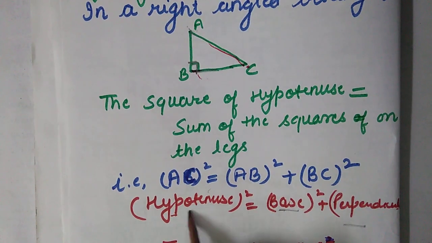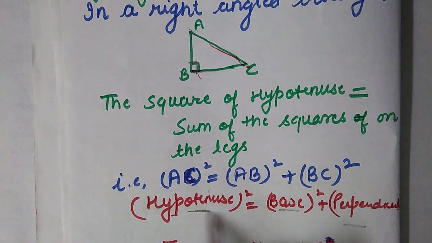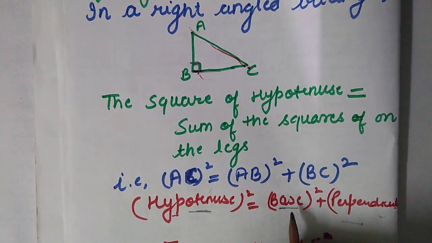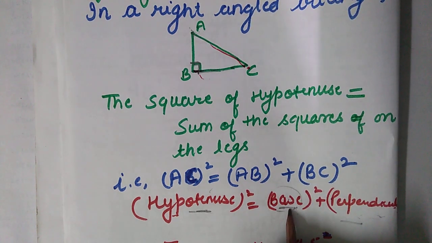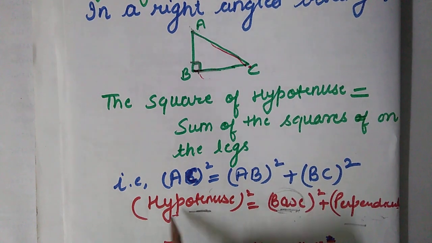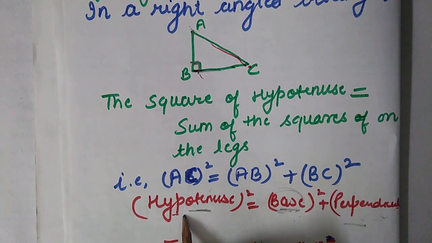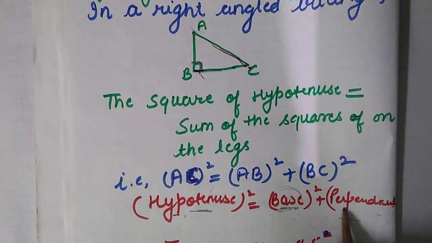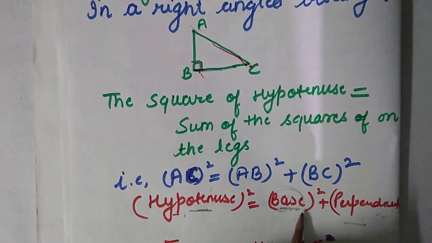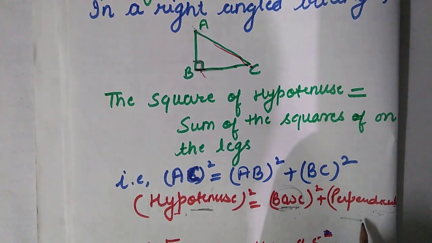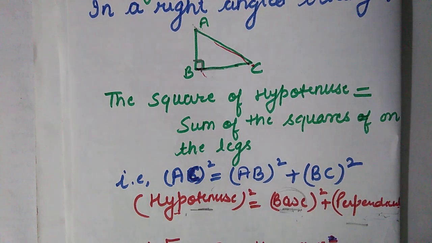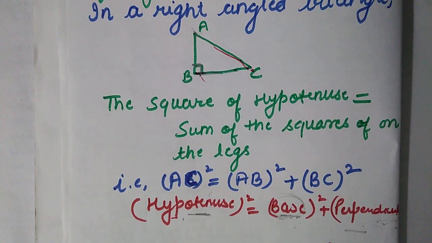If you have to find the hypotenuse, then always you have to add the squares of base and perpendicular. If you have to find the base, then you have to subtract the square of the perpendicular from the square of the hypotenuse. Then you will get the base square. And the same for the perpendicular: perpendicular square is hypotenuse square minus base square. So this is all about the summary lecture.